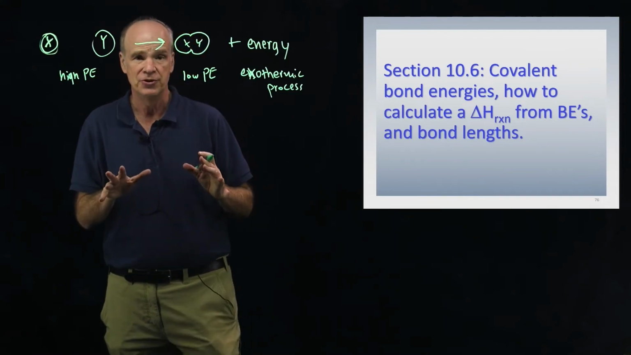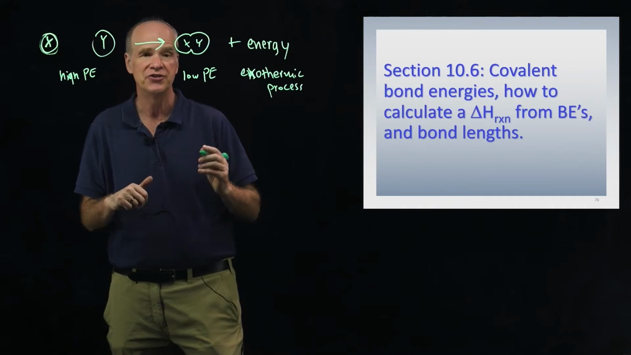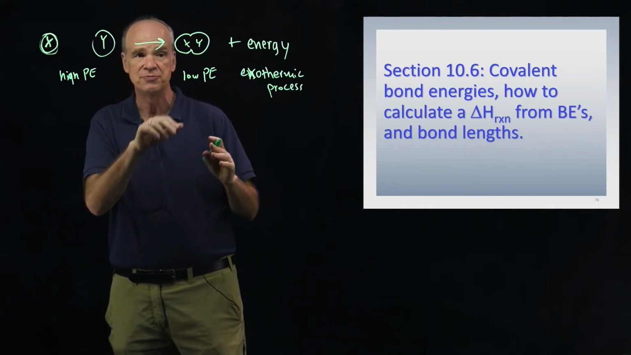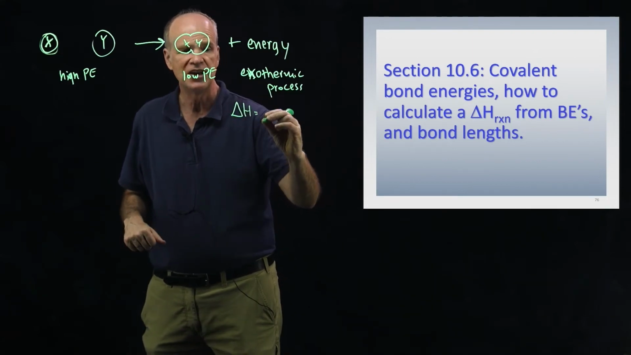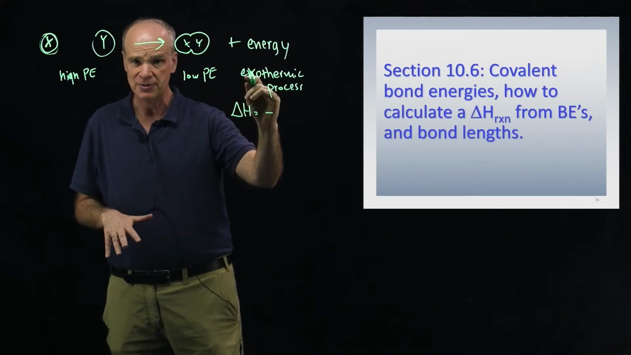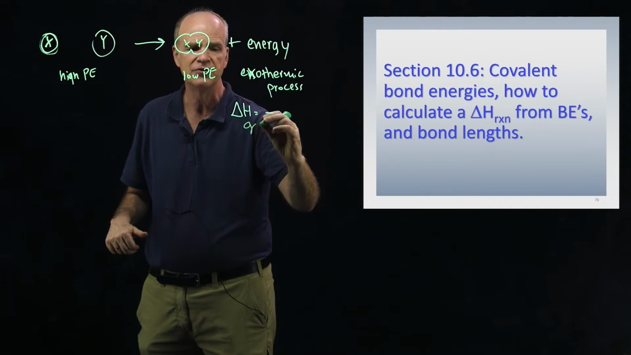And so there are some signs that we can associate with this process. For example, if you're considering the enthalpy change in this process, delta H, because it's an exothermic process, it'd be negative. And because it's exothermic, you're releasing heat out into the environment. So Q will be negative as well.